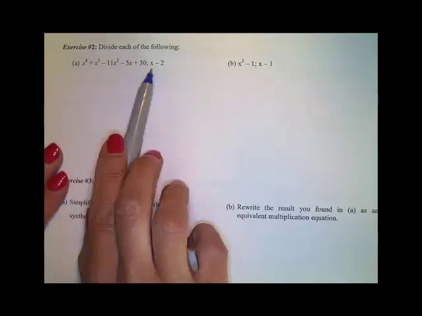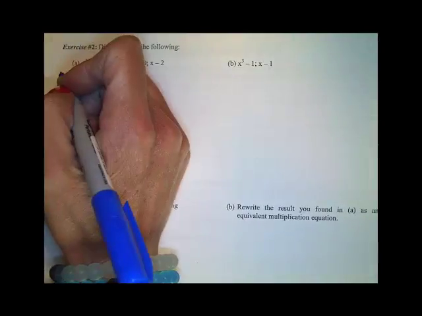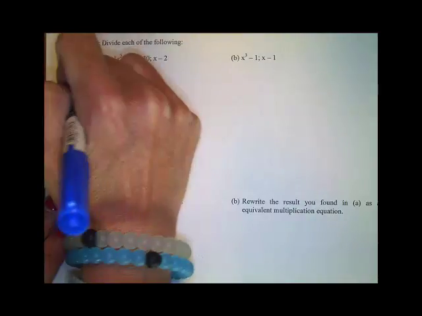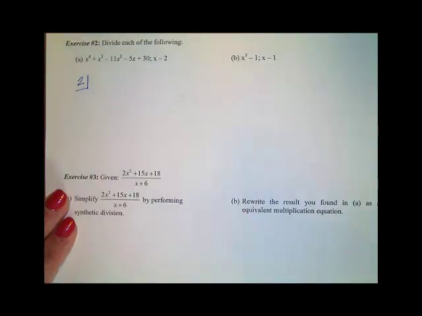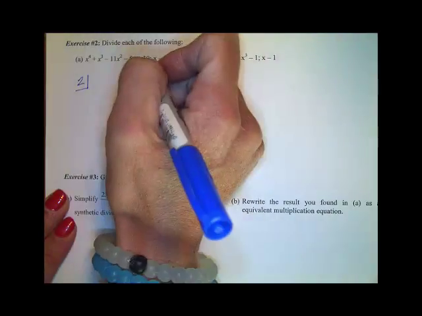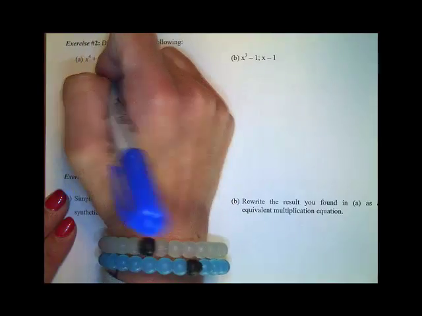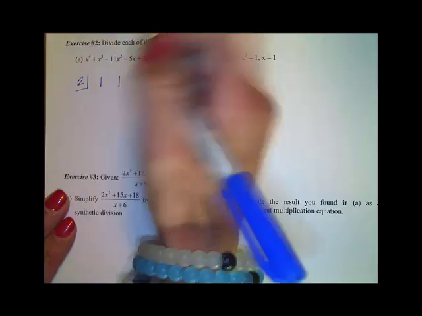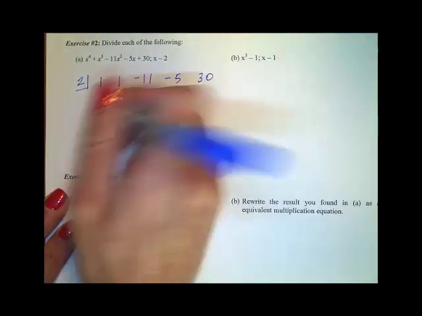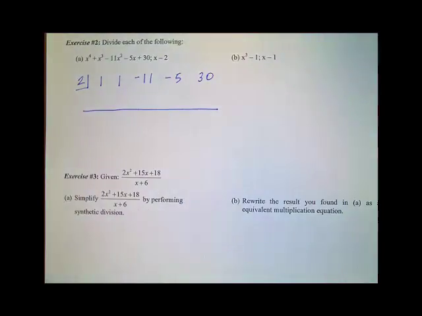So the first thing that we do is we take this factor and we find the root, and that's what we write on the outside. So 2 goes on the outside. Now we have to list the coefficients, and again, we have to list all of them because we need placeholders if there aren't any. So this starts at the 4th, and we have to go down to none, which we do. So the coefficient of x to the 4th is a 1. The coefficient of x to the 3rd is 1. Then negative 11, then negative 5, and then 30. Hopefully that's good. Leave a space, draw your line, because that's where our work is going to go. We always bring down the first one.